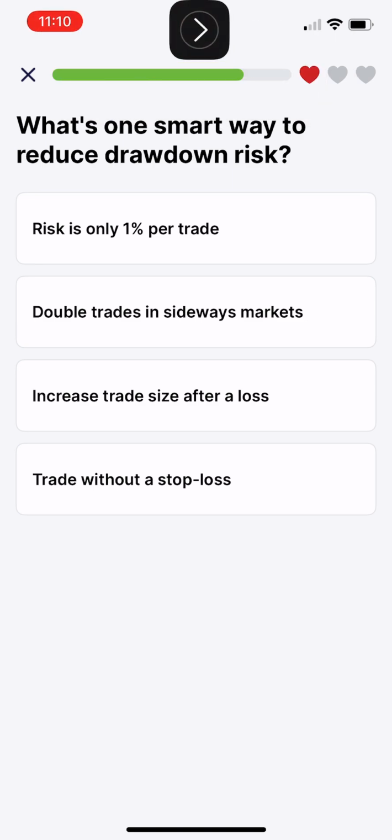What's one smart way to reduce drawdown risk? Risk only 1% per trade. Double trades in sideways markets. Increase trade size after a loss. Trade without a stop loss.